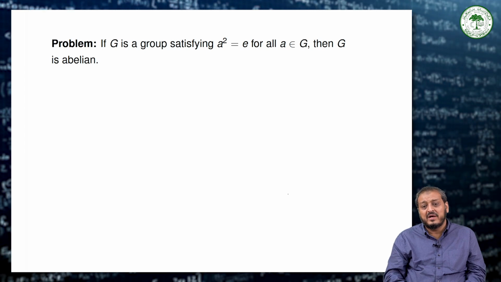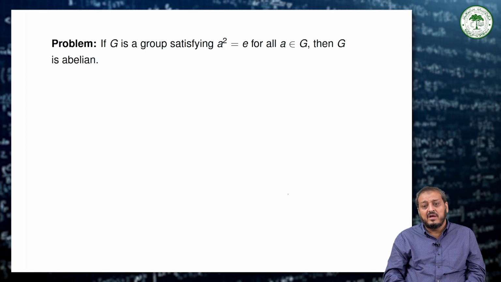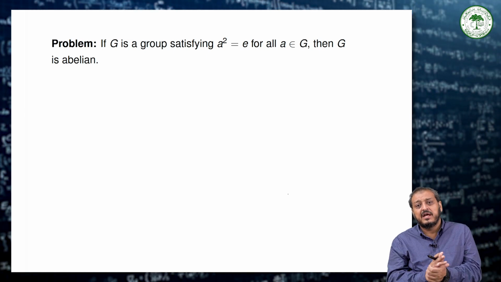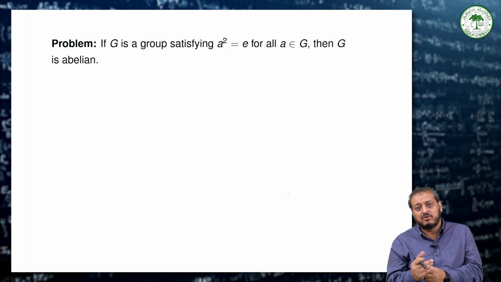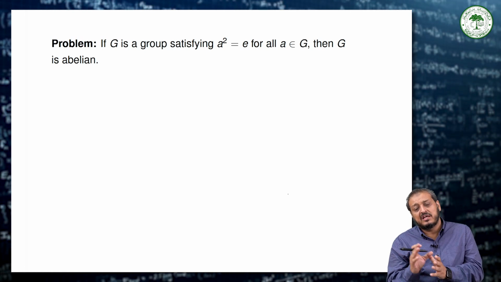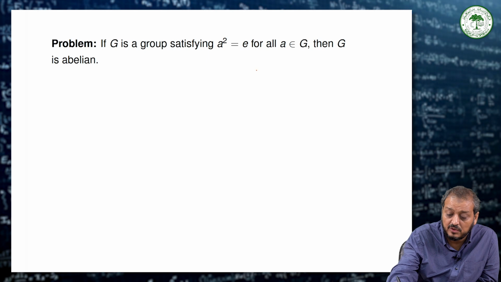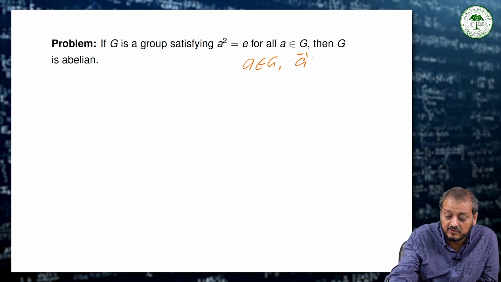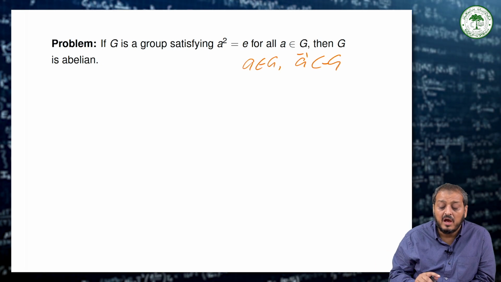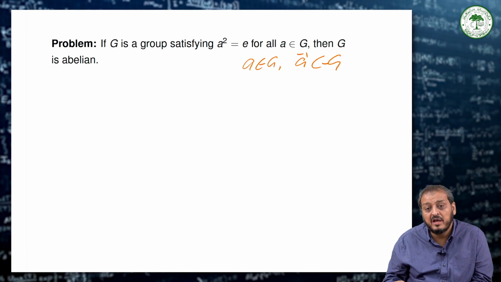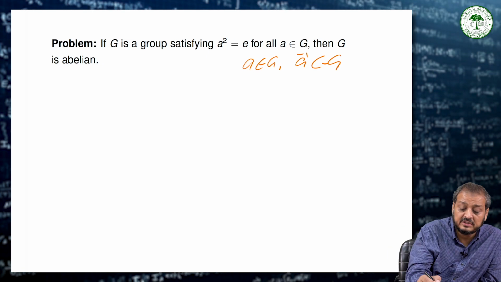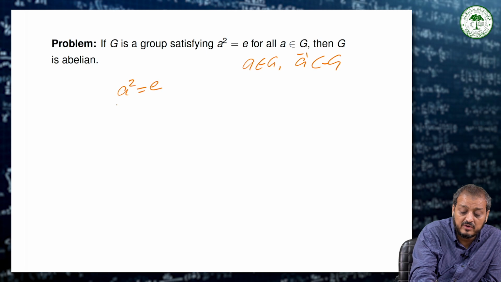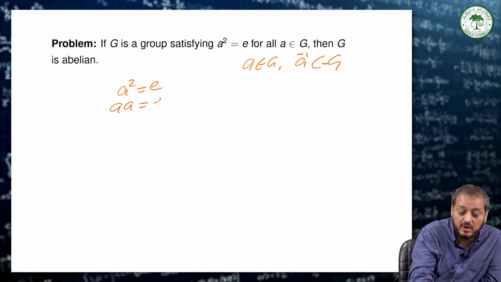So because a squared is equal to the identity, for all a that is an element of G, every element has an inverse because G is a group. So if a is an element of G, then a inverse is also an element of G. So a squared can be written in the form a squared is equal to identity. We can write a = identity.